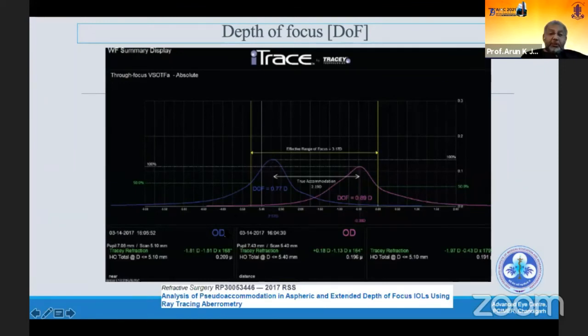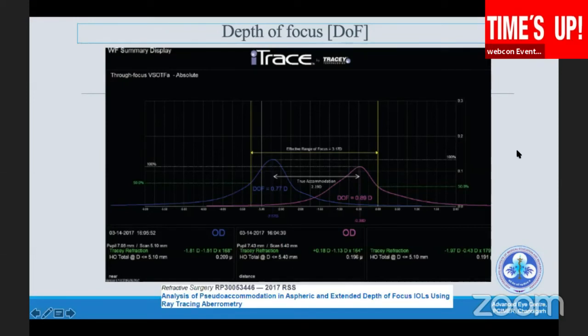The blue is for the near and this is for the distance, and this is a true pseudo accommodative lens, like a crystal lens, and this is the two peaks. So the patient has a true pseudo accommodation of 2.19, and the available range is to the tune of 3.17.